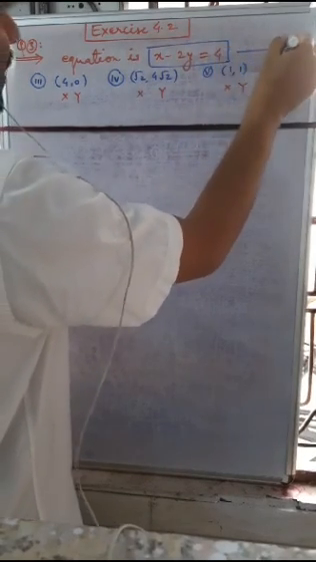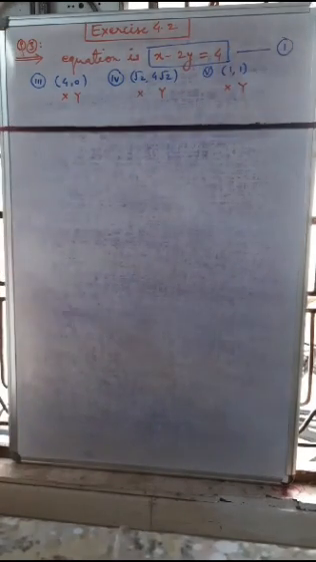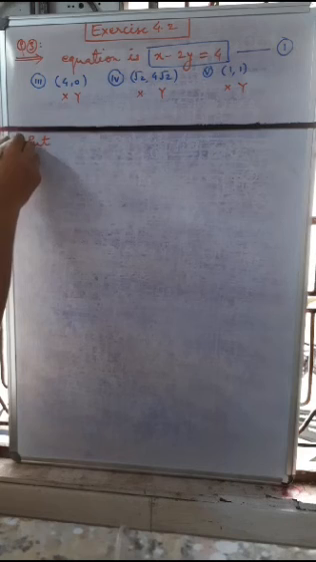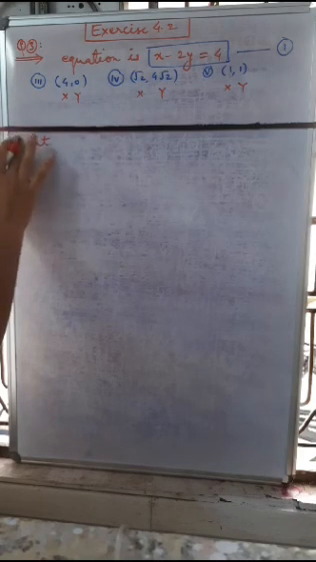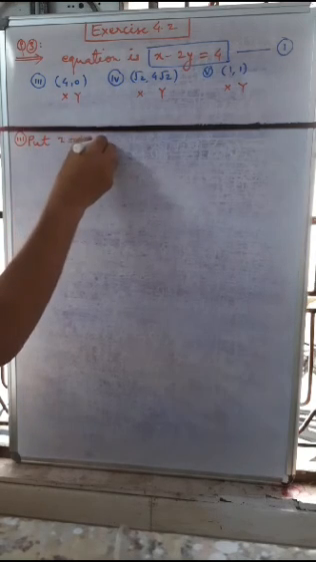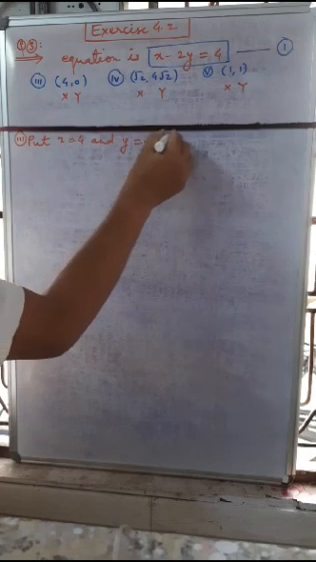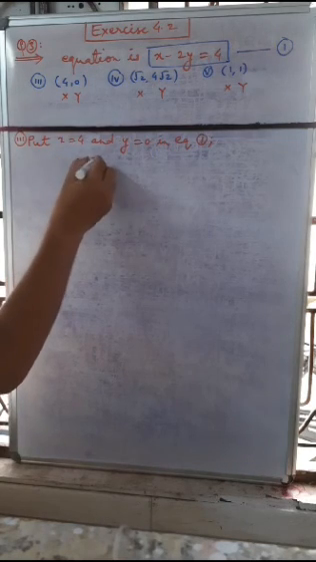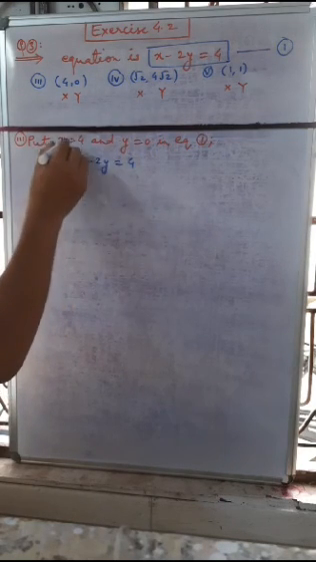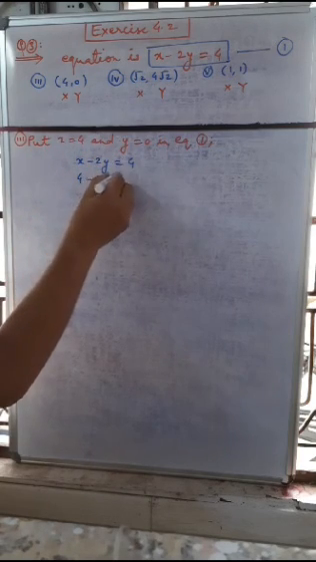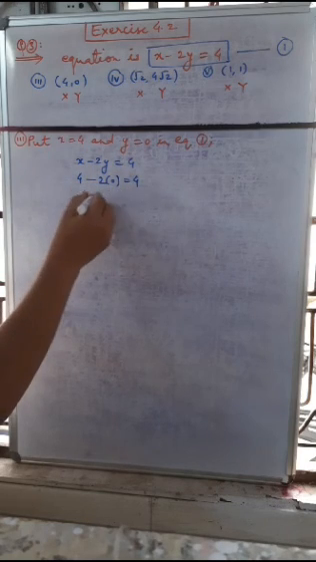So how will we check? Now we will write here, put. Which option are we starting with? We are starting from the third option. Put x is equal to 4 and y is equal to 0 in equation 1. So equation 1 is x minus 2y is equal to 4. So put the value x is equal to 4. So 4 minus 2 into y, which is 0, is equal to 4. So 4 minus 2 zeros are 0, equal to 4. So 4 is equal to 4.